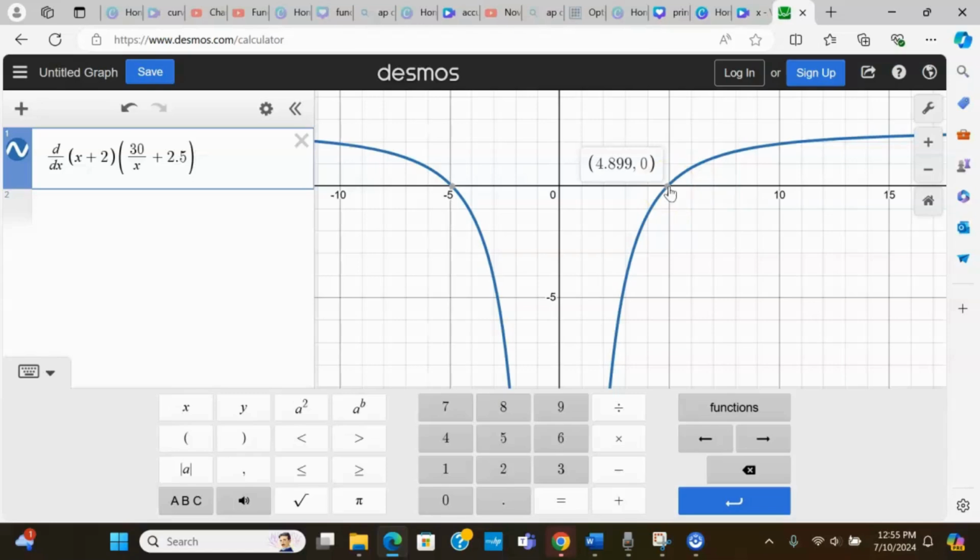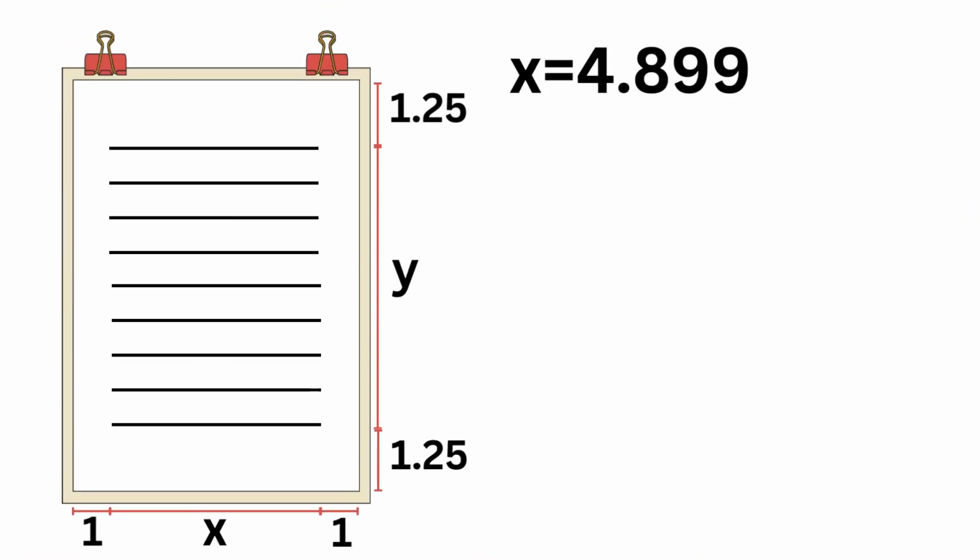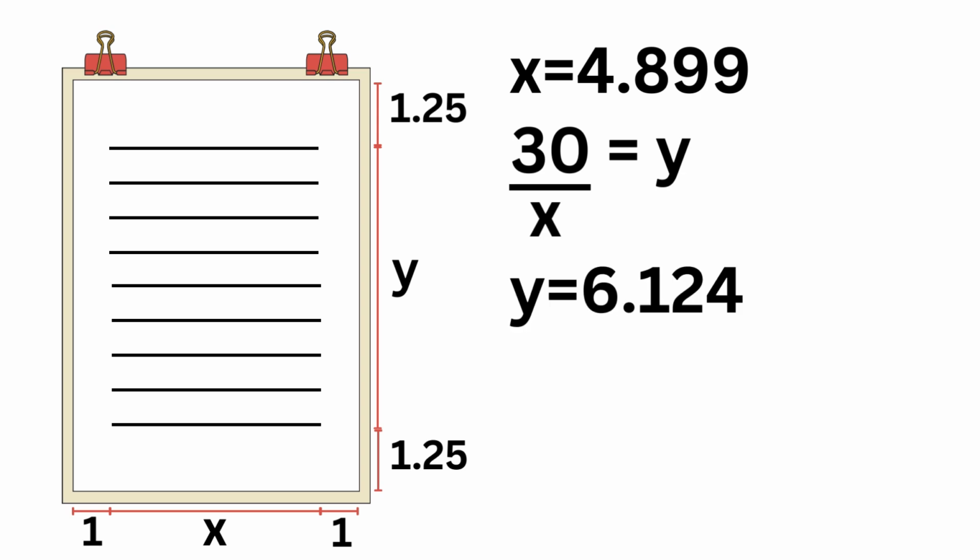Okay, so we're going to go back and use 4.899 for our x value, and then we'll figure out what y is. All right, so if x equals 4.899, we're going to sub back into y equals 30 over x, and we get 6.124. Now remember, we are finding the minimum page length and width, so what we have to do is add in the margins.